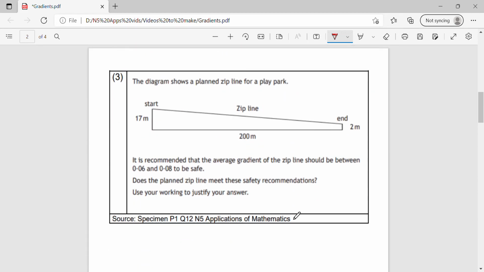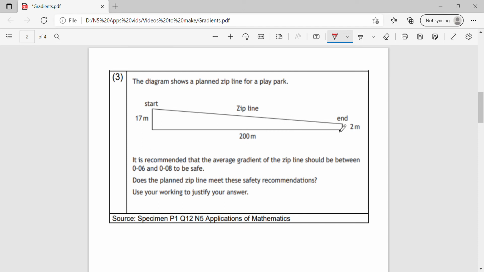Let's look at the next question. So we've got, the diagram shows a planned zip line for a park. It's recommended that the average gradient should be between 0.06 and 0.08 to be safe. Does it meet these recommendations? Okay, so something slightly different about this is that we can see that it doesn't take a right angle triangle shape for the gradient as such. So we need to be careful about the height that we are using for this.